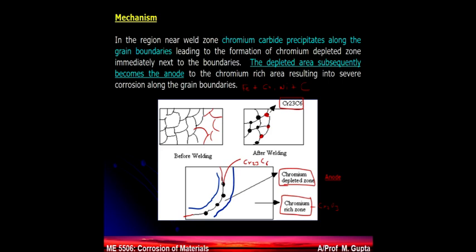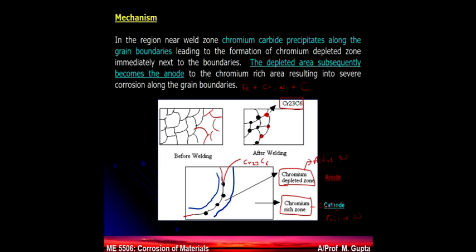If you recall your galvanic series, it's more like active stainless steel. And the chromium rich zone, which has chromium oxide, will serve as a cathode, and it acts as a passive stainless steel. So the corrosion will take place along the grain boundaries, because that area is not protected. Is it clear? So this is intergranular corrosion.